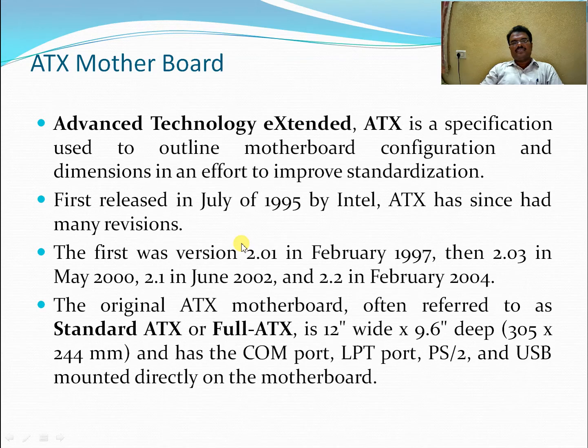The next motherboard form factor is Advanced Technology Extended, ATX. It is a specification used to outline motherboard configuration and dimensions in an effort to improve standardization. First released in July 1995 by Intel, ATX has since had many versions. The first was version 2.01 in February 1997, then 2.03 in May 2000, 2.1 in June 2002, and 2.2 in February 2004. These were the versions released in the respective years.